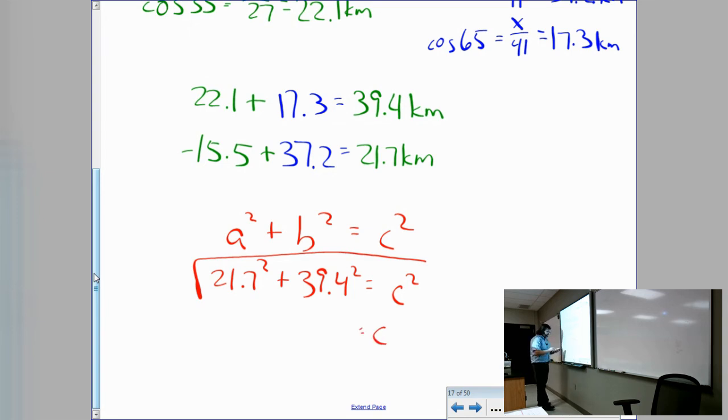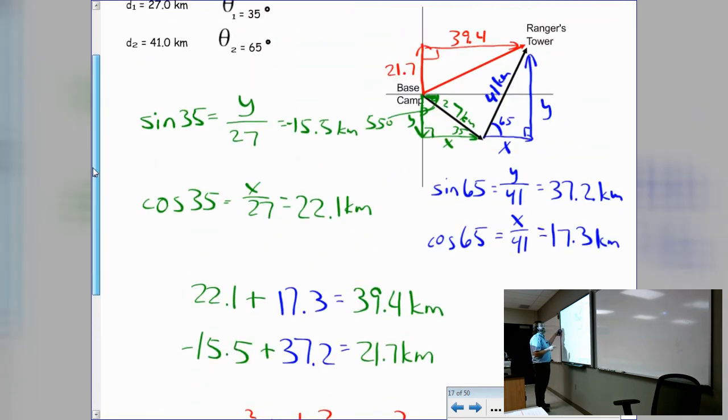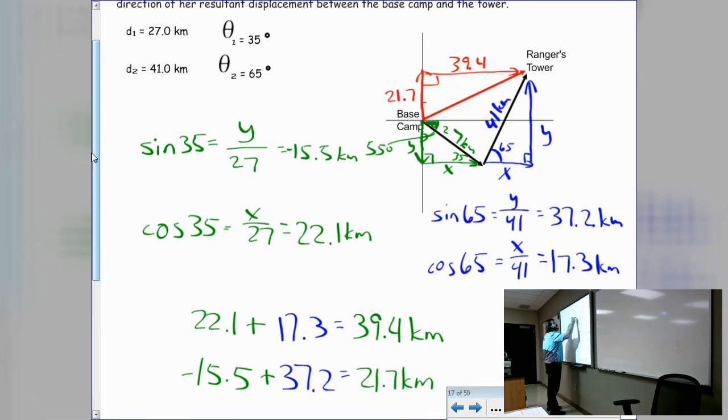So c would equal, give me a second to solve that. 44.9. Actually, it rounds up to 45 kilometers. Okay, now I'm not done with the problem yet. That is the magnitude of my displacement, but it is not the direction. And so now I need to get an angle measurement. And so I'm going to get this angle right here in my resultant triangle.